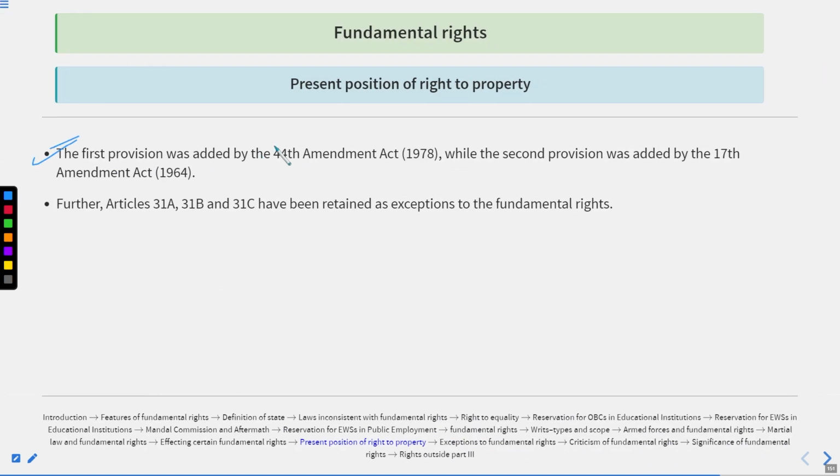The first provision was added by the 44th Amendment Act of 1978, the same act which deleted the right to property as a fundamental right, while the second provision was added by the 17th Amendment Act of 1964. Further, Articles 31A, 31B, 31C have been retained as an exception to the fundamental rights. It means that the provisions of these could not be challenged on the ground of violation of fundamental rights.